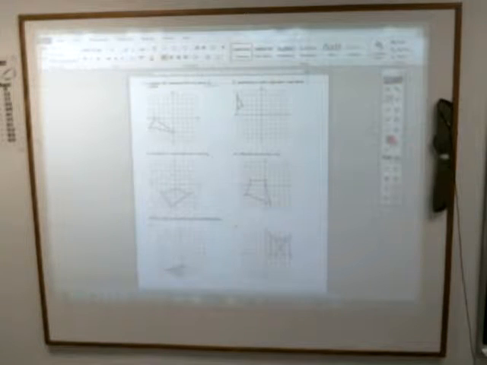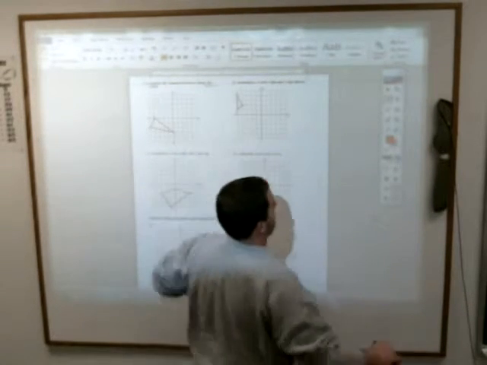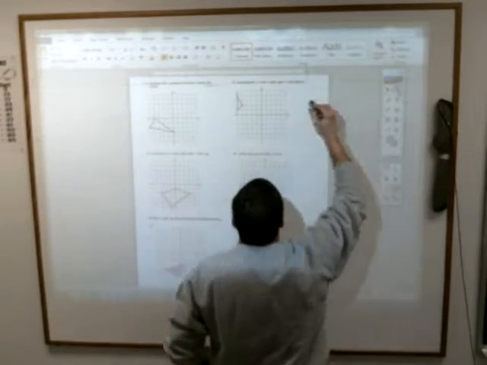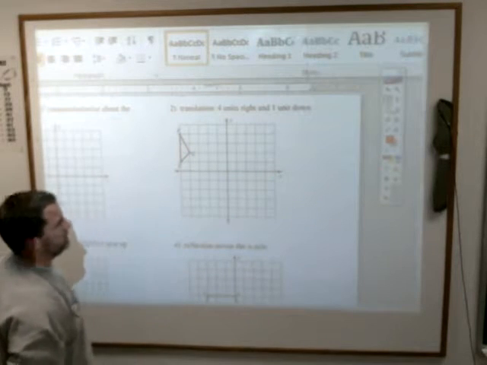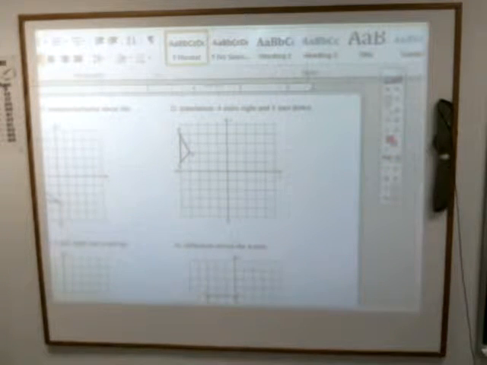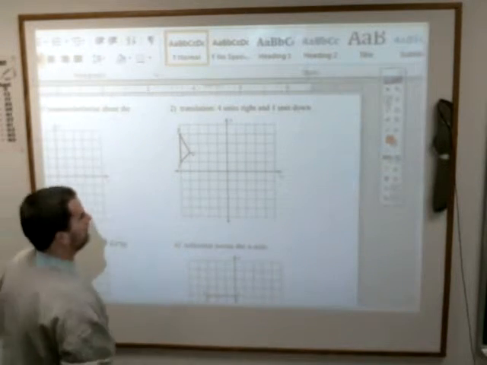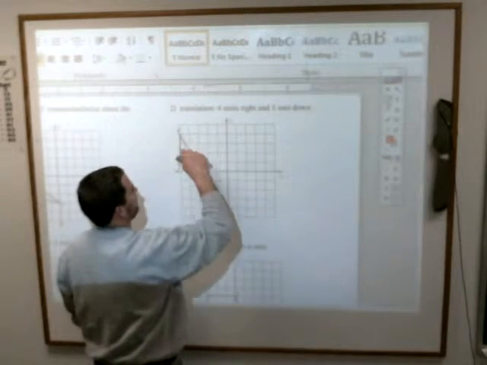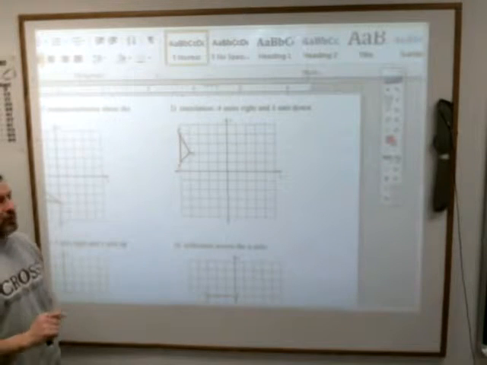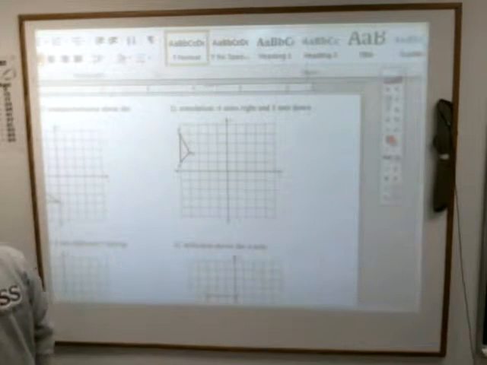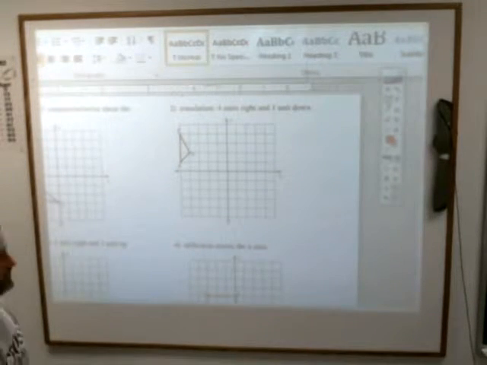None whatsoever. All right, first one we're going to talk about is this one right here, which is a translation. If you remember back, our translation basically means it's a slide. The directions they give you are, they want you to move this shape FGY 4 units right and 1 unit down. Now please don't do it until I give you the gist here.